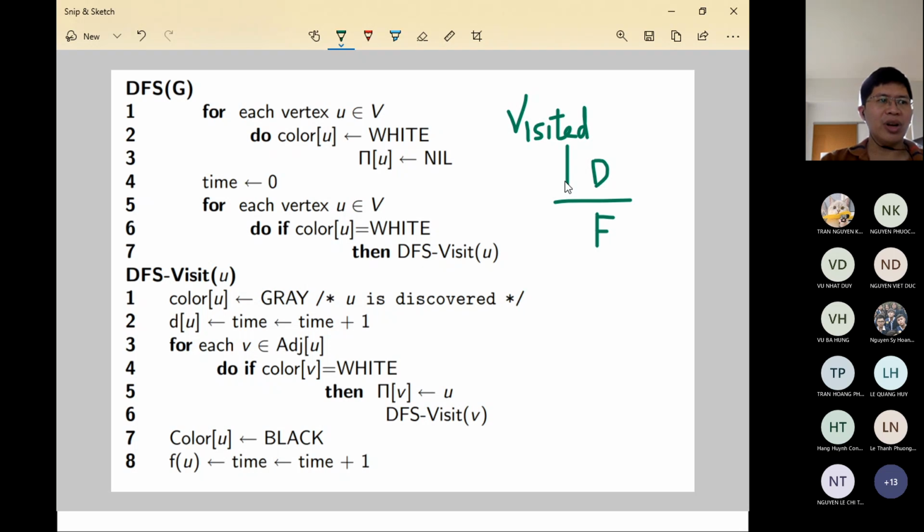What is the difference between them? I'm just trying to tell you this so that we can understand the algorithm better later on. Can you tell me, when I have a node with a discovery time and without a finishing time, what does that mean? And when we have the discovery time and the finishing time at the same time, what does that mean?